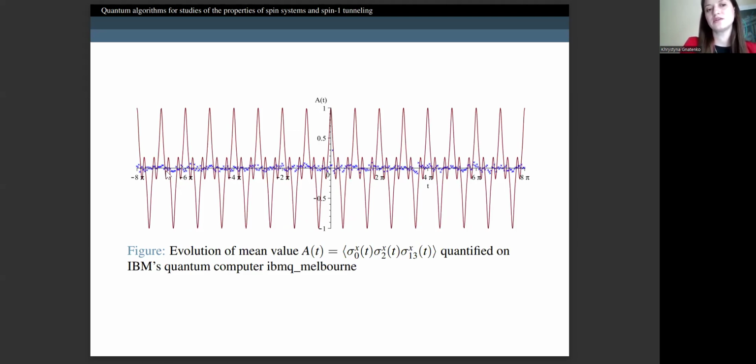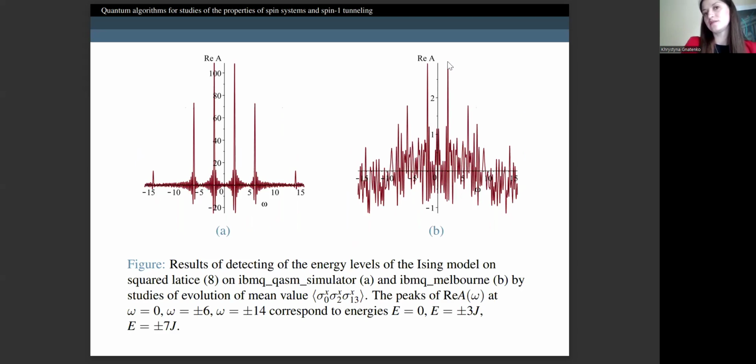The crosses correspond to the results of quantum measurement, and the line is the result of theoretical studies. So first of all, when we saw this picture, we thought that it was some kind of bad result, because we have very bad agreement of the results of quantum calculations with the results of theoretical studies. But even in this case, in the case of these quantum errors, we obtained peaks which correspond to the energy levels of the system.